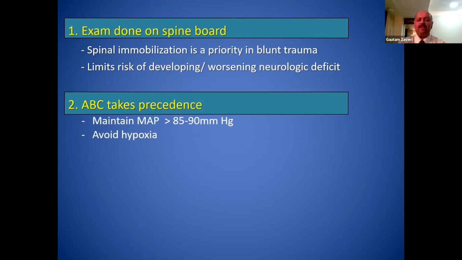The airway, the breathing, and the circulation take precedence over anything else. In patients with spinal cord injury, it is vital to maintain an appropriate mean arterial pressure above 85 to 90 to maintain the spinal cord perfusion. It is also vital to maintain the oxygen saturation in order to avoid hypoxia, which would increase the secondary spinal cord injury.